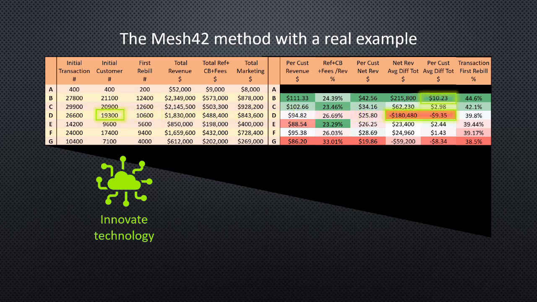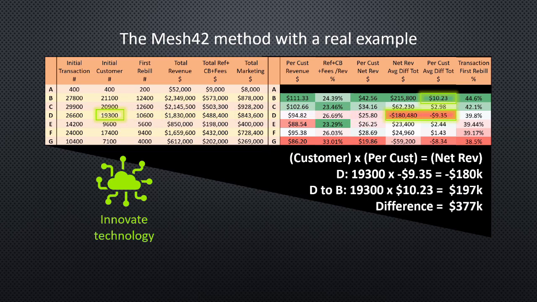So as to really understand the financial impact, if those same marketing dollars spent on D had been spent on B instead, then the business would have increased net profit by around $377K. This is despite D being in the top 3 for first rebuild percentage, which is the primary KPI used within this company's industry for evaluating marketing spend. This is just one example of the kinds of insights Mesh42 provides to businesses we work with. Problems like these are buried within all companies' data, just waiting to be found.